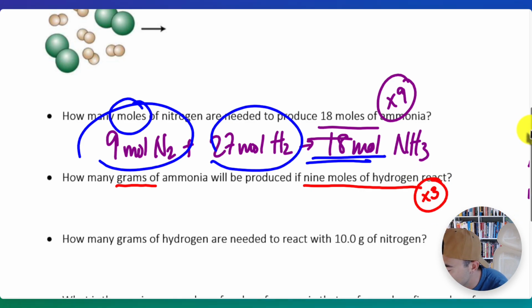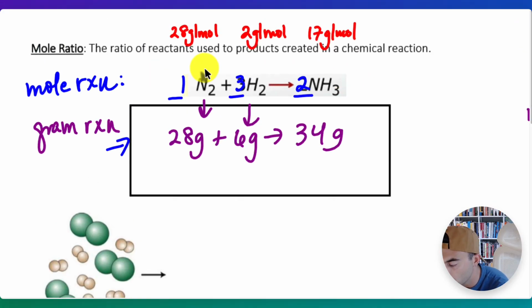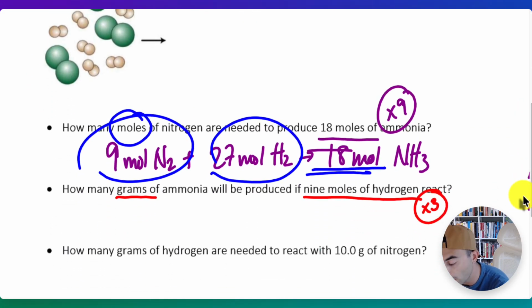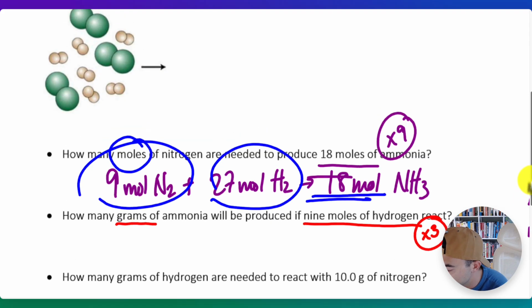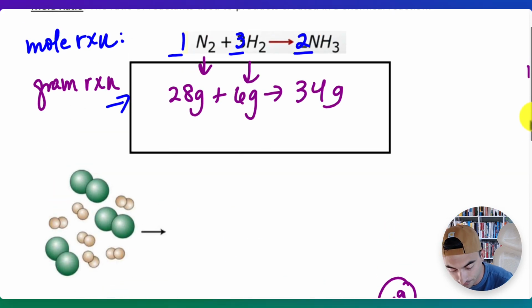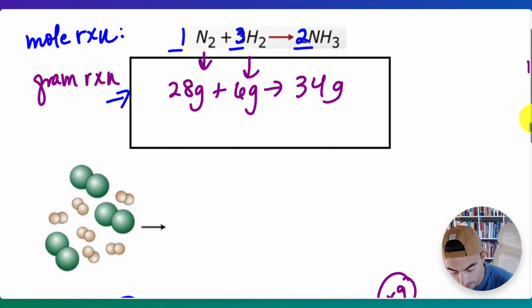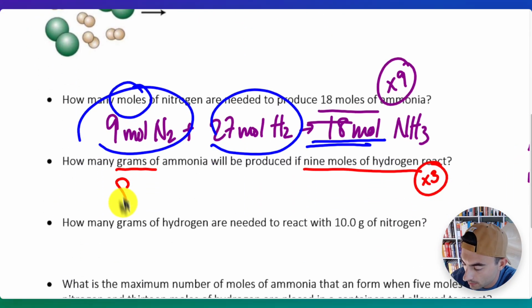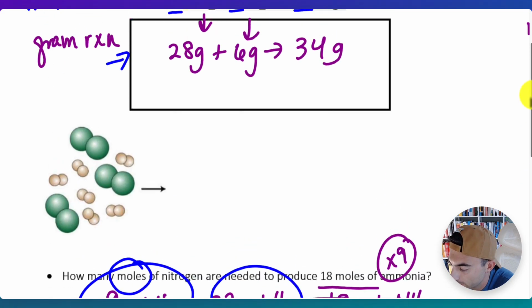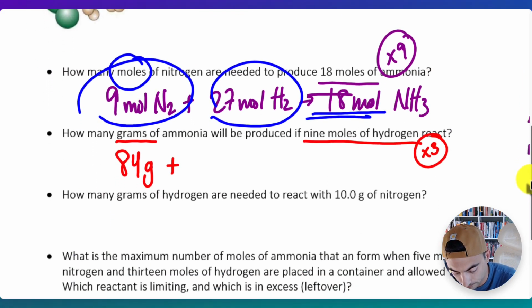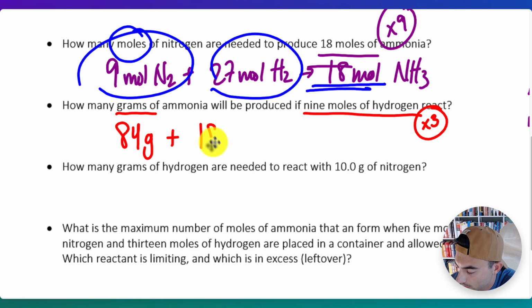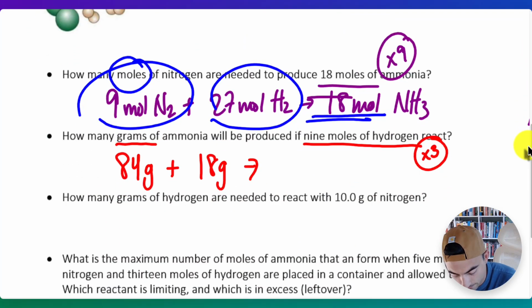Now I could multiply through by 3 and scale the mole reaction, but that wouldn't be a really wise choice because they're asking me for grams of ammonia. I'm going to take that scale factor and multiply my gram reaction. So 28 times 3 is 84 grams. And then we have 6 grams times 3 is 18 grams. And then we have 34 grams times 3 is 102 grams.